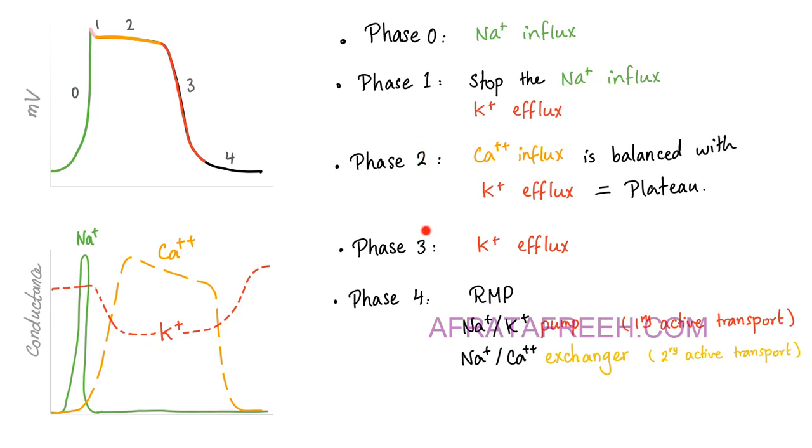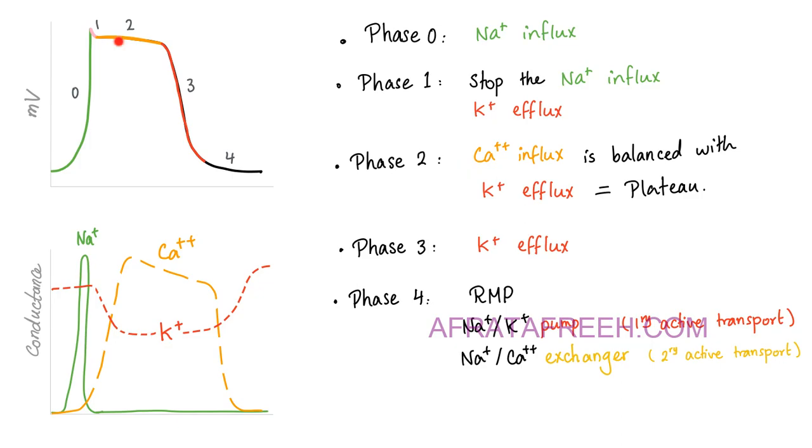In phase 1, 2, and 3, these are the repolarization. Basically, potassium is exiting. So phase 1, potassium goes out. Phase 2, potassium is also going out. Phase 3, still potassium is going out. But we add some stuff. So in phase 1, we stop the sodium influx, and then there is some potassium efflux. That's why it's going down.